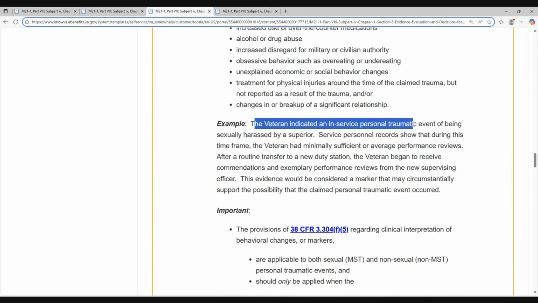The veteran indicated an in-service personal traumatic event, being sexually harassed by a superior.